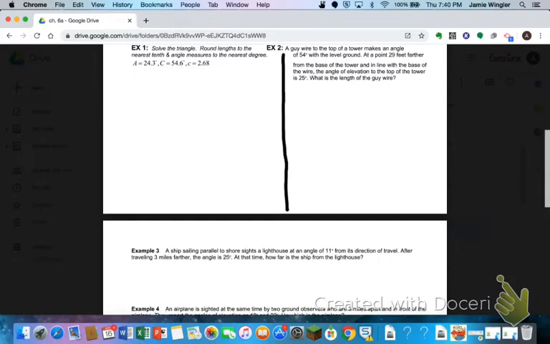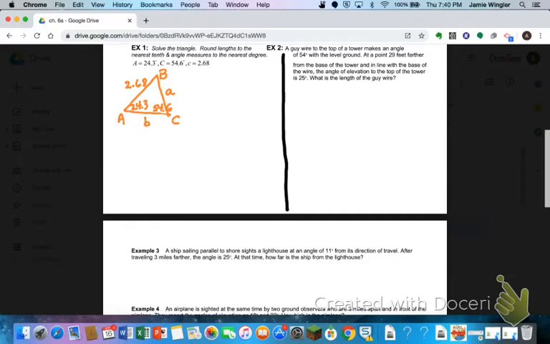Working through these examples, you're going to need a graphing calculator set up in degree mode. I try to make my triangles drawn to scale as much as possible, but it's really not that important. We're given in this triangle that angle A is 24.3. That means this is side a. Angle C is 54.6. That means this is side c, which is 2.68, which leaves this as angle B, and this is side b.